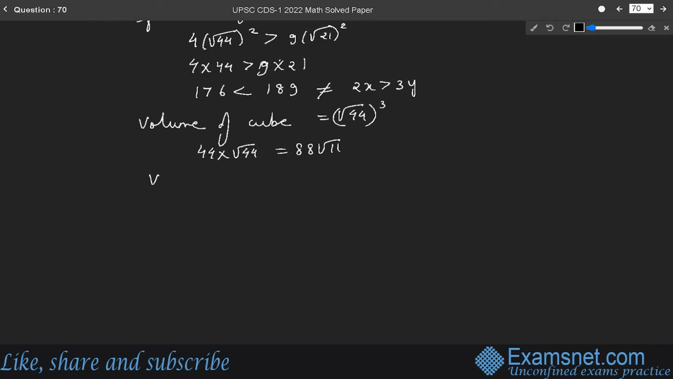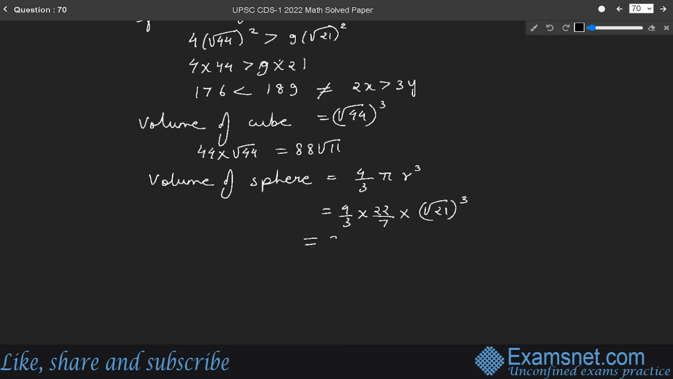And now let us find the volume of sphere. We know that volume of sphere is 4 by 3 pi r cube. So volume of sphere will be equal to 4 by 3 into 22 by 7 into under root 21 cube, because this is the value for y, which is equal to 88 under root 21. Now you can see that volume of sphere is greater than volume of cube.